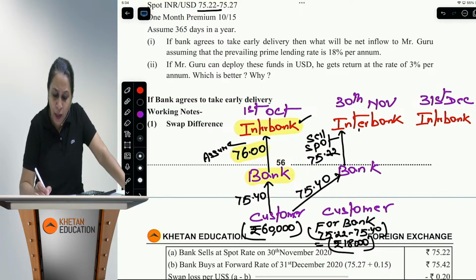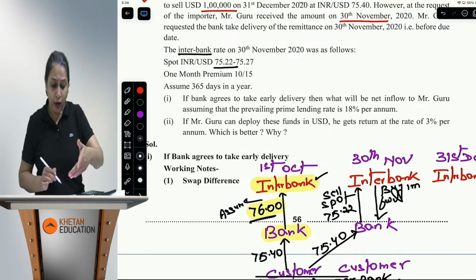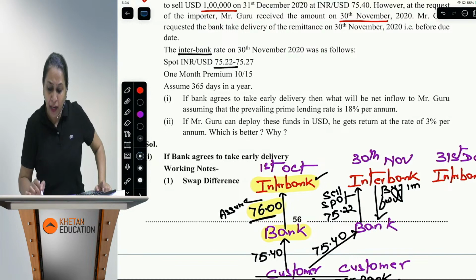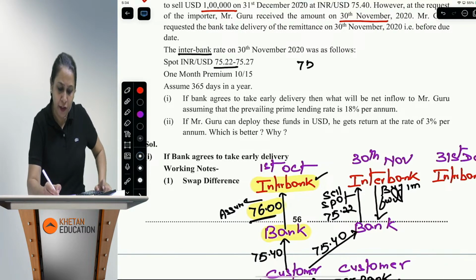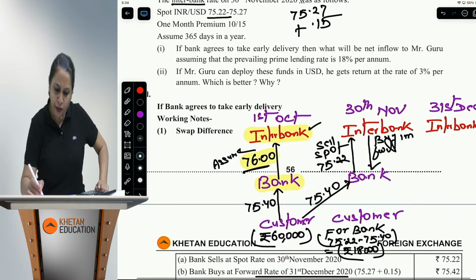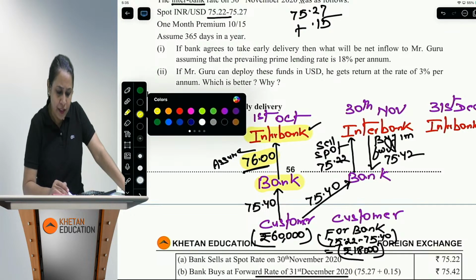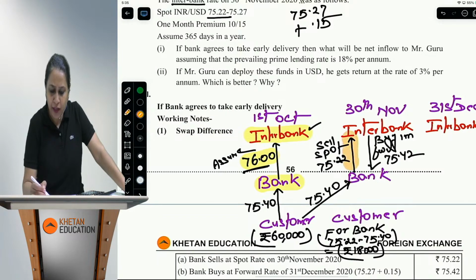So the bank will buy 1 month forward in order to honor the original contract. The rate at which it will buy 1 month forward would be 75.27 plus 0.15, which will give you 75.42. Look at this, 75.42. This transaction is called a swap transaction: sell spot and buy forward.